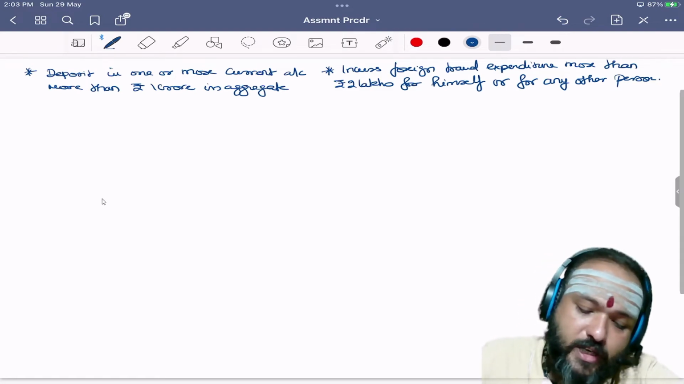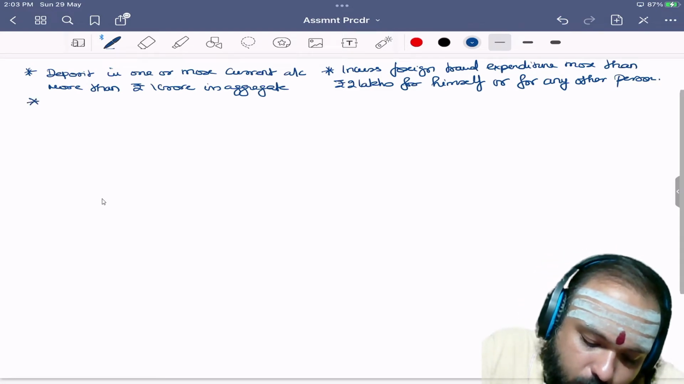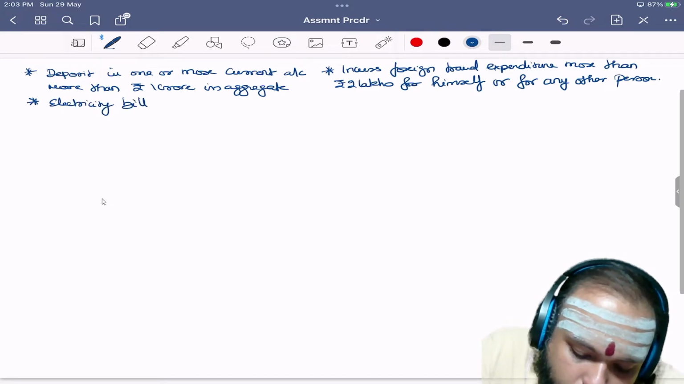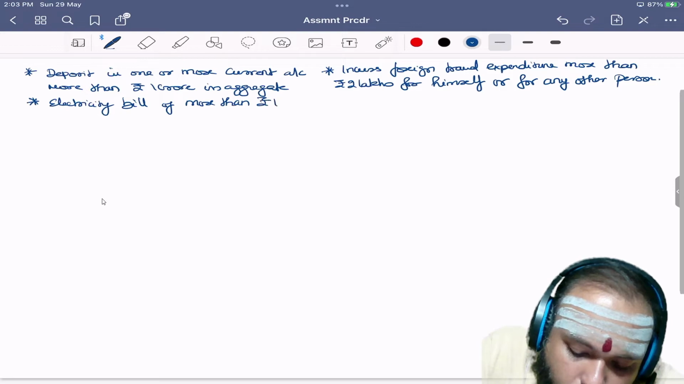Fine. Then she didn't stop there. She brought in one more condition: electricity bill of more than rupees 1 lakh.